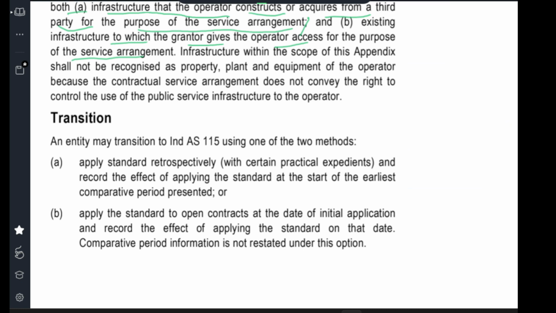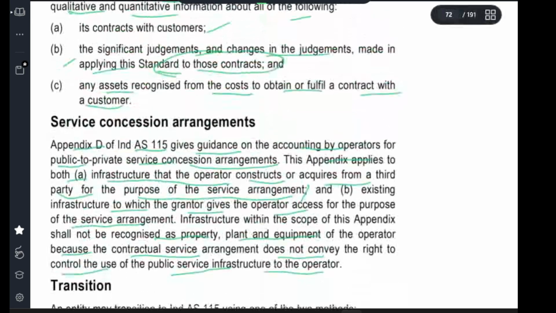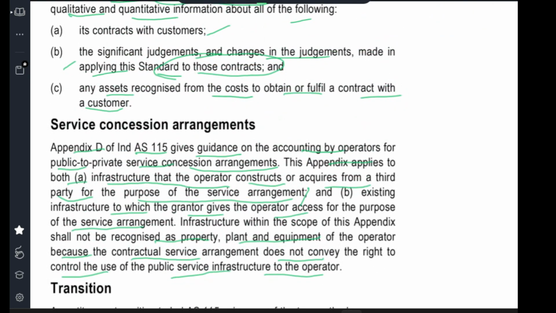The infrastructure within the scope of the appendix shall not be recognized as property, plant, and equipment of the operator, because the contractual service arrangement does not convey a right to control the use of the public service infrastructure. Sometimes, I want to build a building, so I get a contract from a crane operator. I need 10 cranes; you bring them to my premises and I will use them for the next 3 years, after which I will give them back. In this period I'm paying rent on an operating lease basis, not a finance lease, so I'm paying every month.